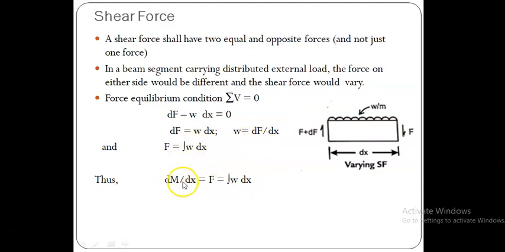Like that we can represent the shear force F, and thus dM by dx is equal to F, or the integration of W into dx. dM by dx equal to F, that we have seen in the previous slides. Here we see F is equal to the integration of W into dx, or W is equal to dF by dx. Like that we can write the expression.